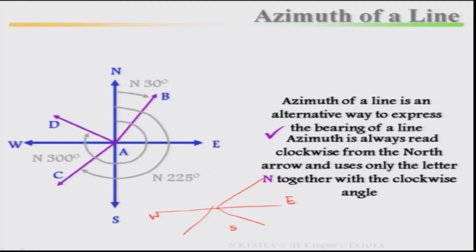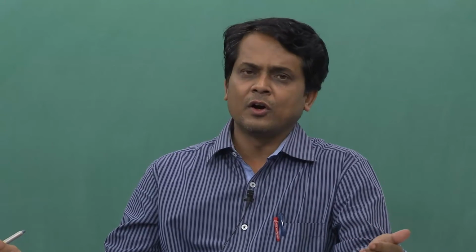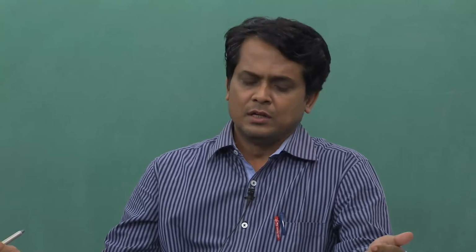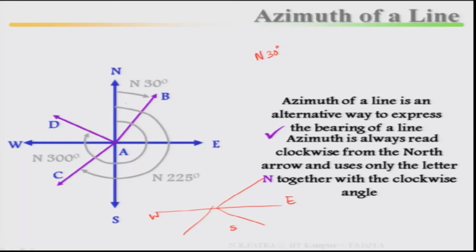So, here AB is north 30 degree, only with respect to north, with angles like 30 degree, 45 degree. Another difference is that bearings are all acute angles, less than 90 degree, but azimuth is not necessarily acute. In the second case, if you look at AC, it is north 225 degree, and AD is north 300 degree.